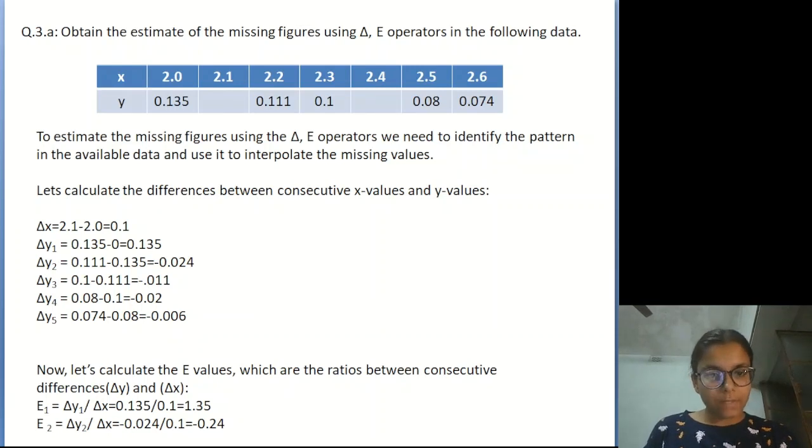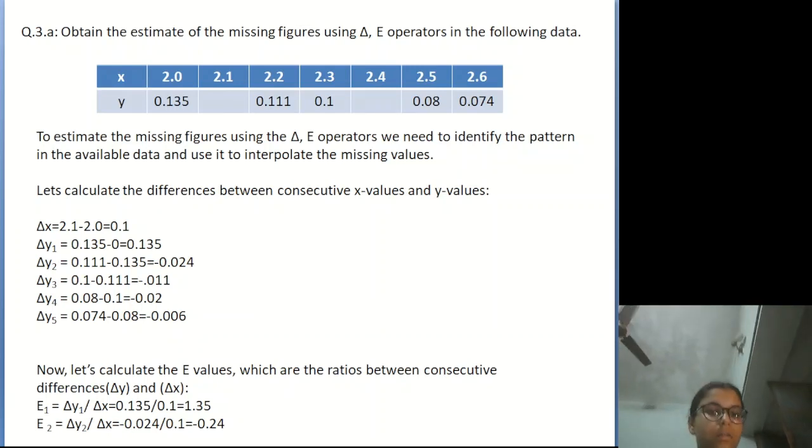And so for E1 you can see we have divided delta y1 by delta x, and kept the values that are here. We know delta x has the value of 0.1, so we have written here 0.1. And for the y1 value we have 1.35. And so we have kept all the values we have generated for E1, E2. Let me change the slide.